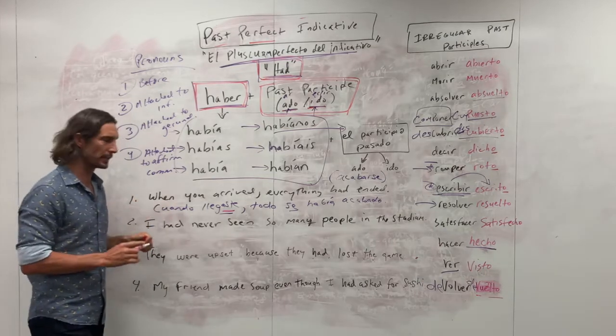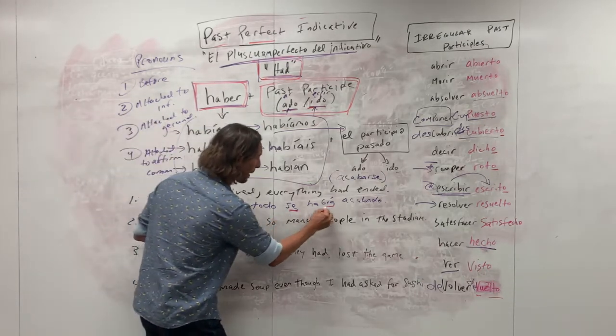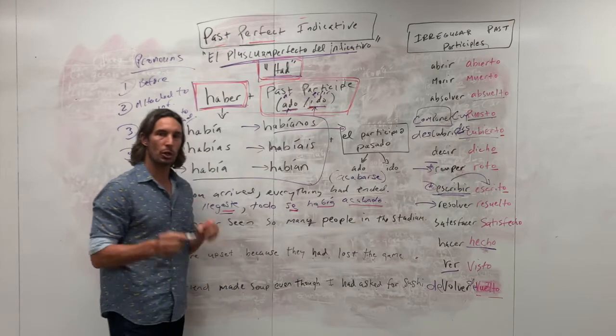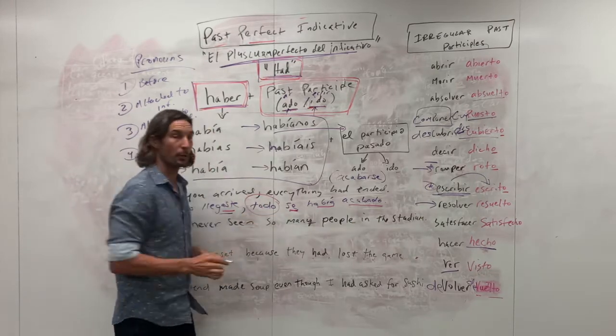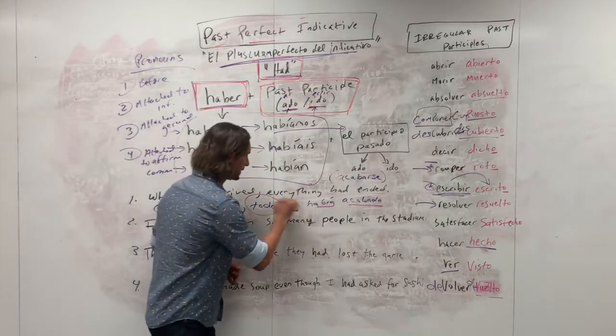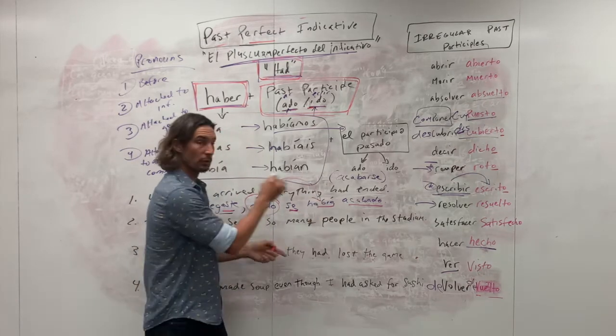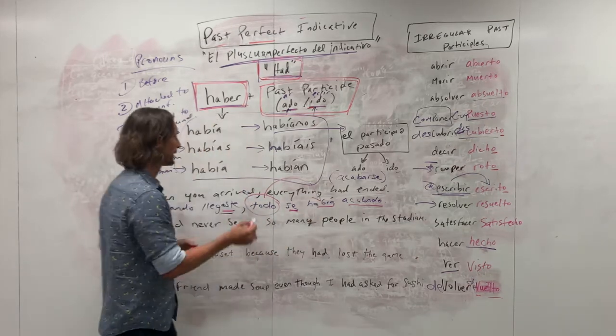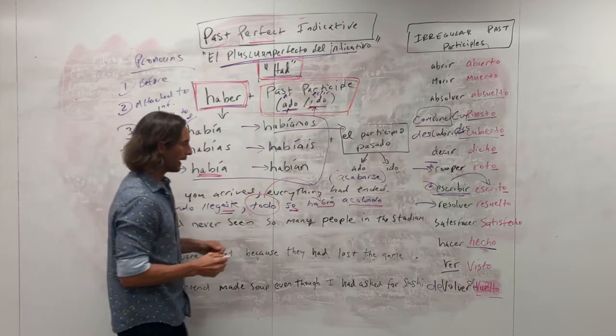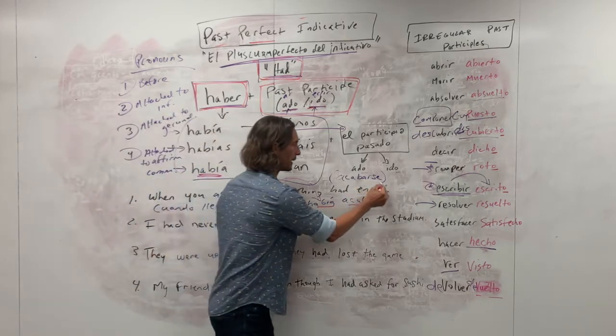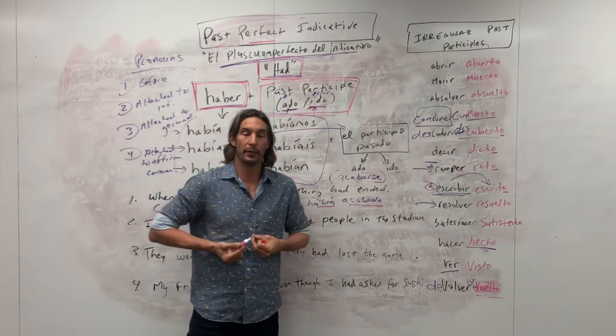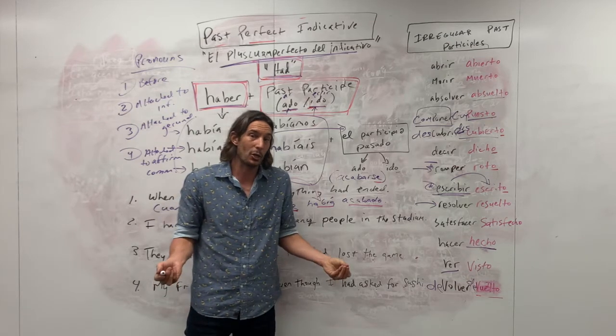We got that. That's no big deal. Todo se había acabado. So notice here, todo is third person singular. So these are agreeing with one another, right? Third person singular, that's right here. And then, as I indicated here, we have a reflexive pronoun. So the pronoun has to go somewhere, right?